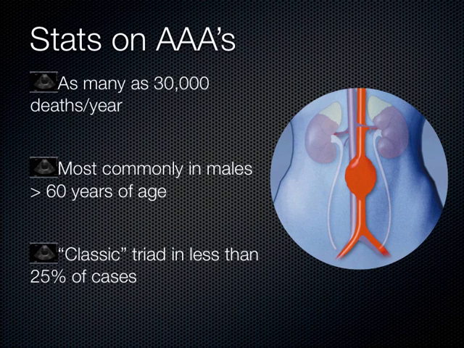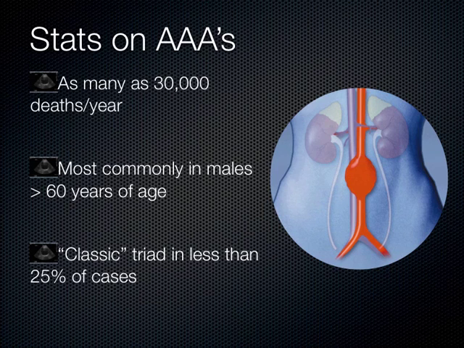So there are about 30,000 deaths a year because of abdominal aortic aneurysms that rupture. This is most commonly in males greater than the age of 60. And there's this classic triad: somebody comes in with abdominal pain, hypotension, and when you examine them, they have a pulsatile abdominal mass.